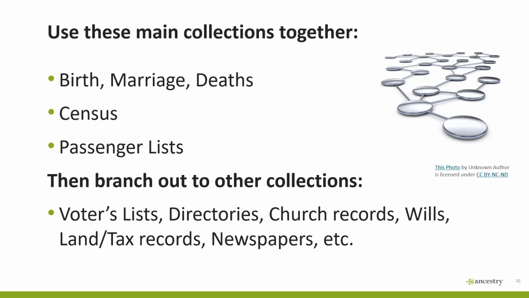And once you've got those core data sets under control, you can branch out to other collections like the voters lists, and they're free as well for 24 hours. They go up to the 1970s. The directories, church records, wills, land and tax records, newspapers, all of these documents are going to put flesh on the bones of your tree and give you some wonderful stories and let you get to know your ancestor through the records that you find.